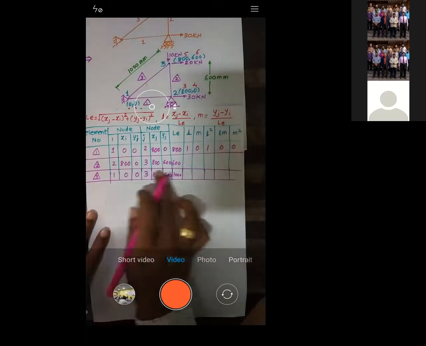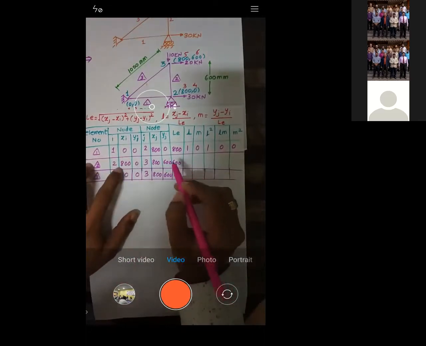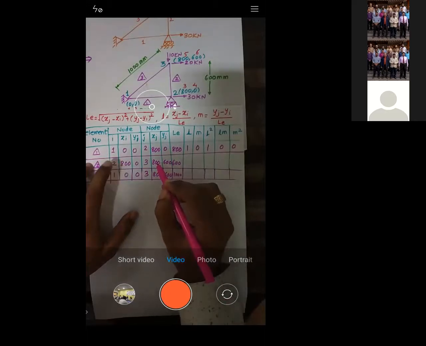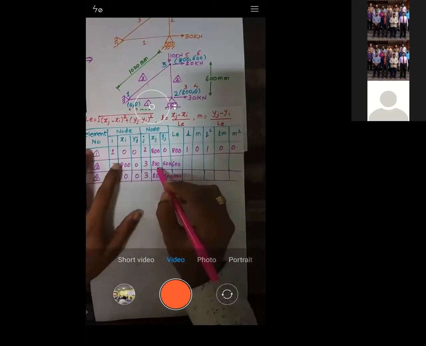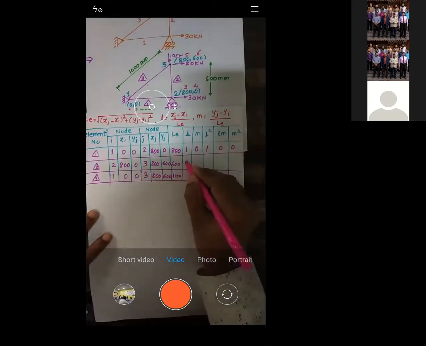Now let us do this for element number 2. Again, we will calculate L. How will we calculate L? xj minus xi. See, all of you see here. What is the value of xj? It is 800 minus xi, 800 minus 800, by 600, so it will come as 0.